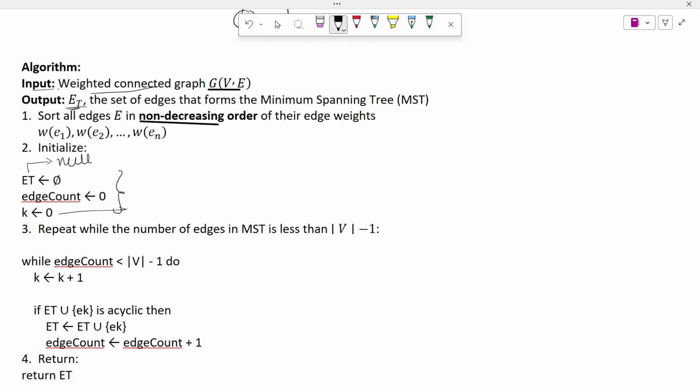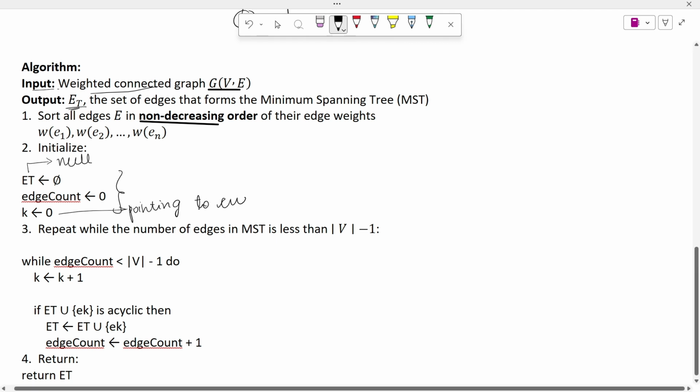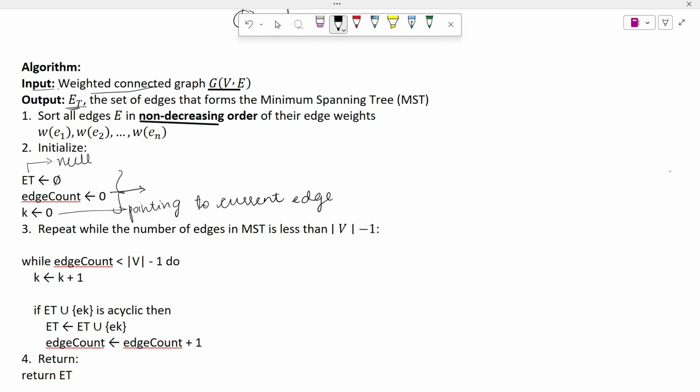This is used for pointing to the current edge, and this is used for making sure that we do not cross the number of edges. So we'll get to know why it is used. This is the edge count, as the name itself says. Here we have that line where the number of edges in MST, so this is the edge count in MST, should be less than the number of vertices minus 1.